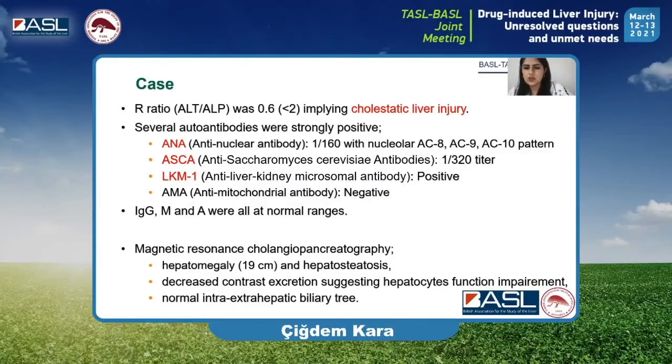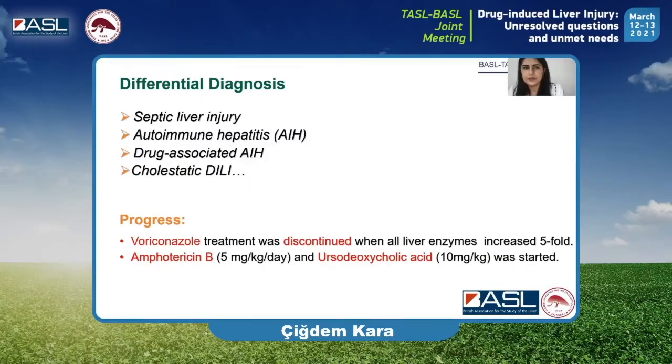Magnetic resonance cholangiopancreatography showed hepatomegaly and hepatosteatosis, decreased contrast extraction suggesting hepatocyte function impairment, and normal intra- and extrahepatic biliary tract. Differential diagnosis: septic liver injury, autoimmune hepatitis, drug-associated autoimmune hepatitis, or cholestatic liver injury. Patient progress: voriconazole treatment was discontinued when all liver enzymes increased 5-fold. Amphotericin B and ursodeoxycholic acid were started.